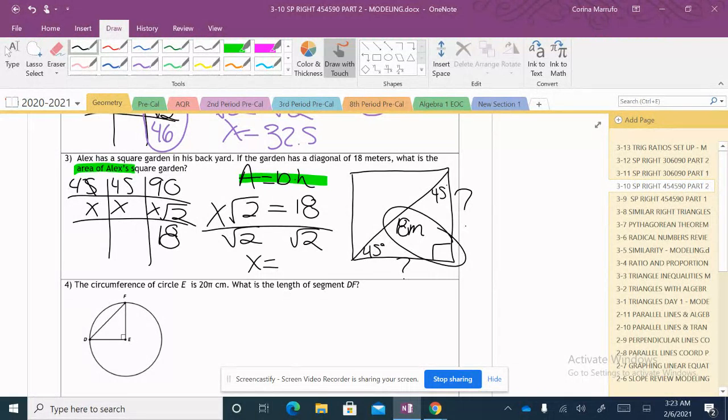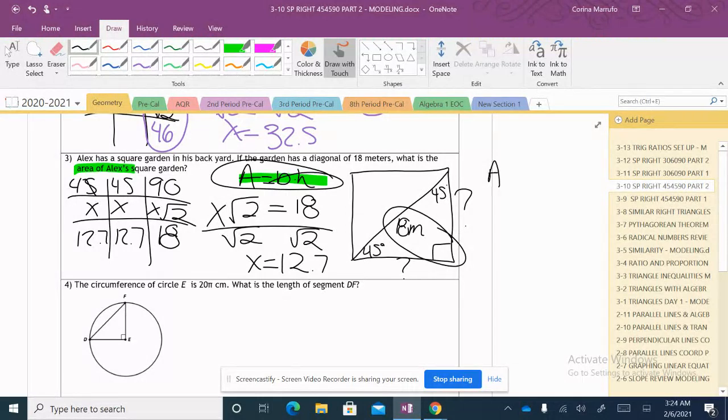Remember, with real world problems, you can just go ahead and leave it in decimal form. So 12.7 is one of the sides. Okay, so 12.7, 12.7. Now we're not done yet because that's not what they're asking us for. They're not asking us for one of the sides. They're asking us for the area.